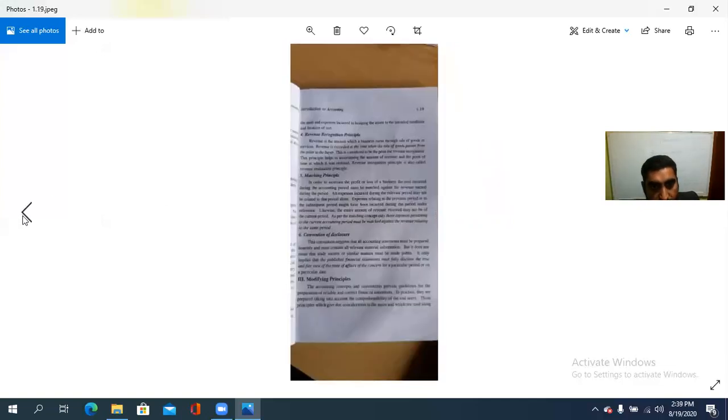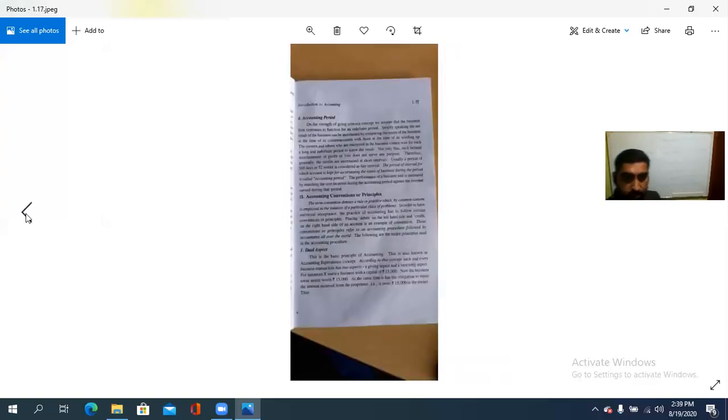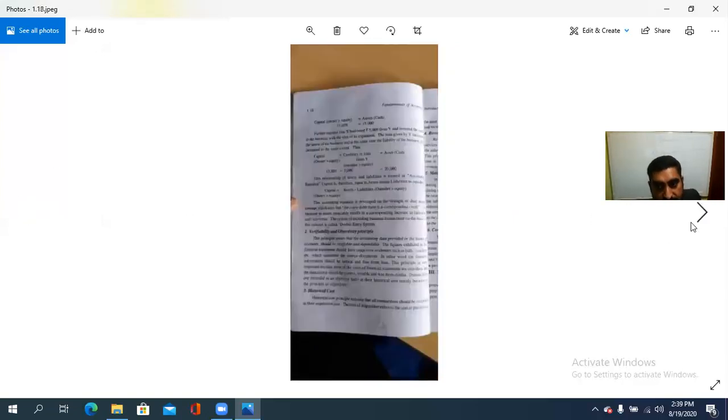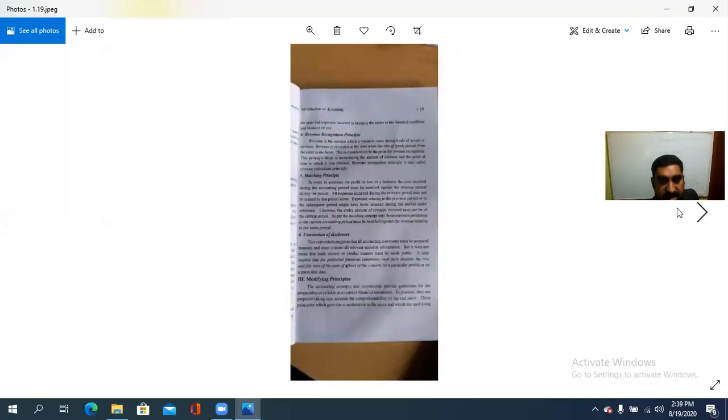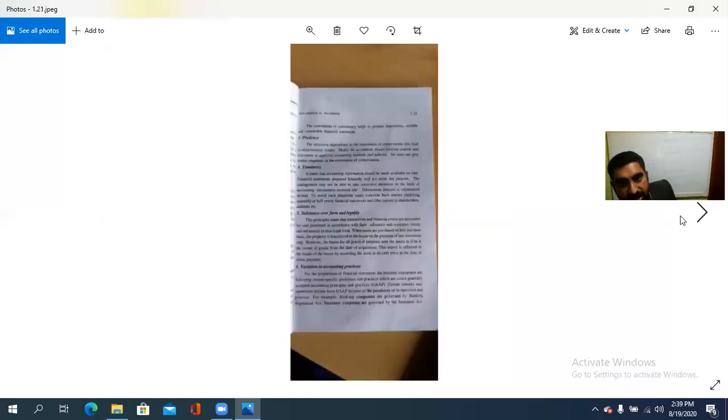So today we saw the modifying principles. Then today we saw all these things: accounting conventions or principles like the dual aspect concept, then verifiability or objectivity concept, then historical cost, revenue realization concept or principle, then matching principle and convention of disclosure, and modifying principles like principles of materiality, principles of consistency, then prudence, timeliness, then substance over form and legality, and variation in the accounting practices.